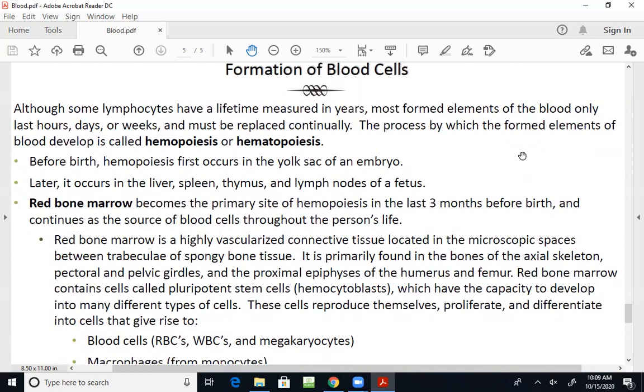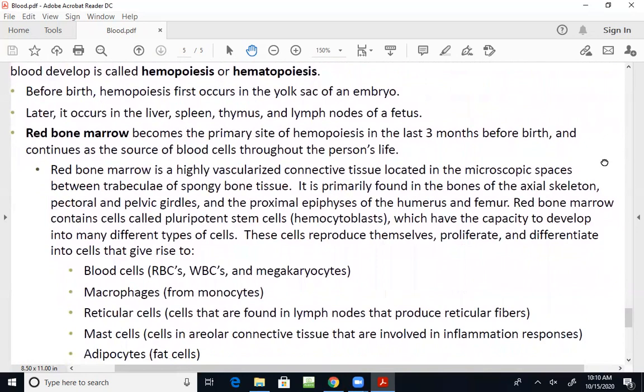Before birth, really early in fetal development, embryonically, we use what's called the yolk sac to perform hematopoiesis. This is before we have any organs, and once organs develop, it then takes place in places like the liver, the spleen, the thymus, and the lymph nodes. But just before birth, in the last trimester or so, our red bone marrow becomes a primary site, and I would highlight that this is the source of our blood cells throughout the entirety of our life.